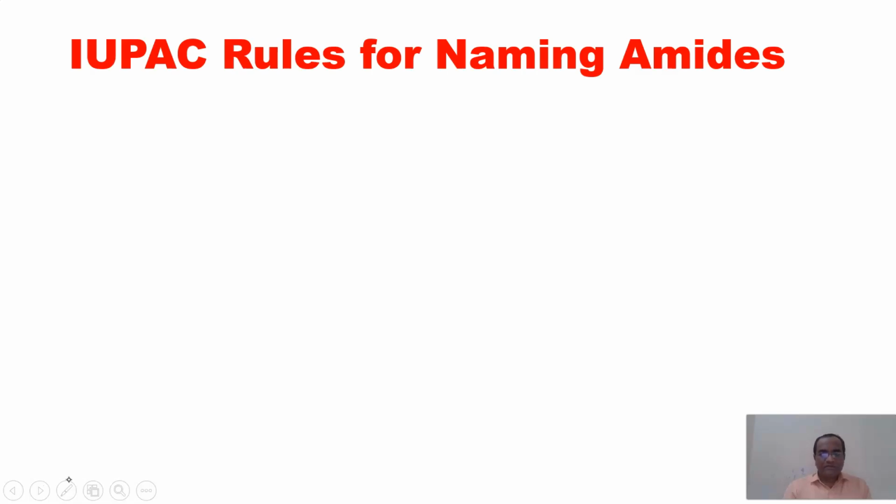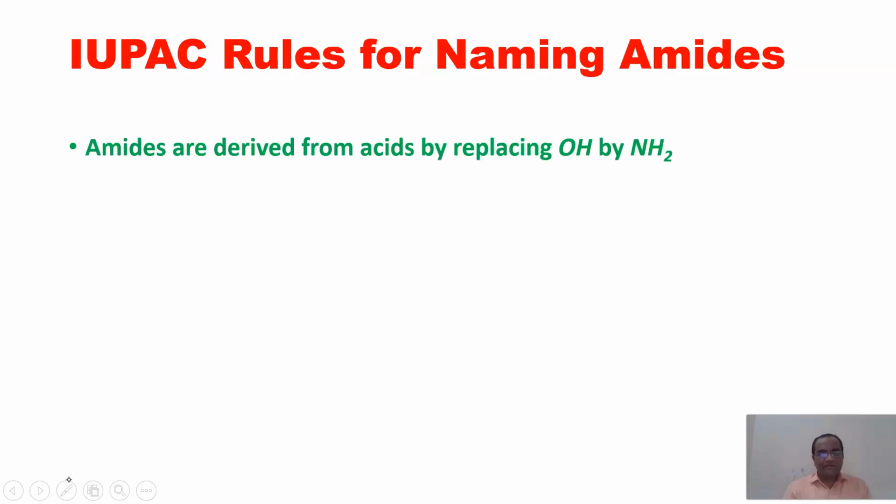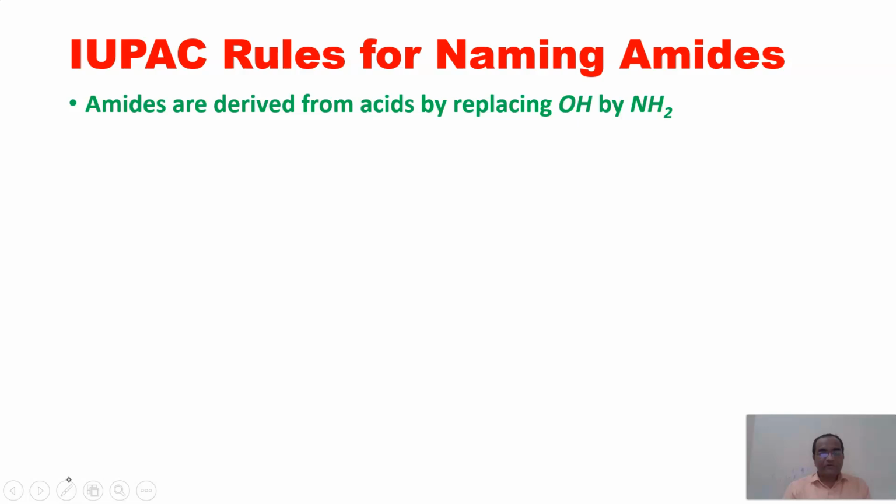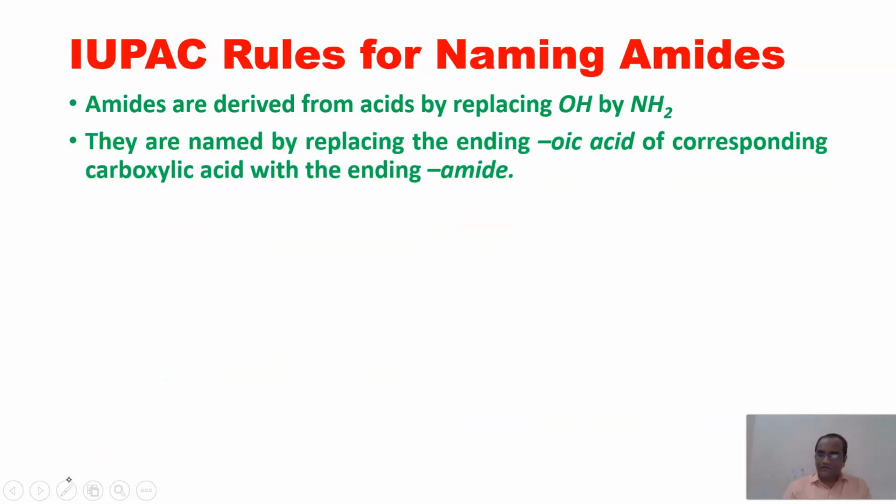Now coming towards the next class, that is amides. It is also a derivative of a carboxylic acid. Amides are derived from acids by replacing OH by NH2. So let us take an example of this amide. A general amide is represented by RC double bond O NH2. The OH has been replaced by NH2 from a carboxylic acid.